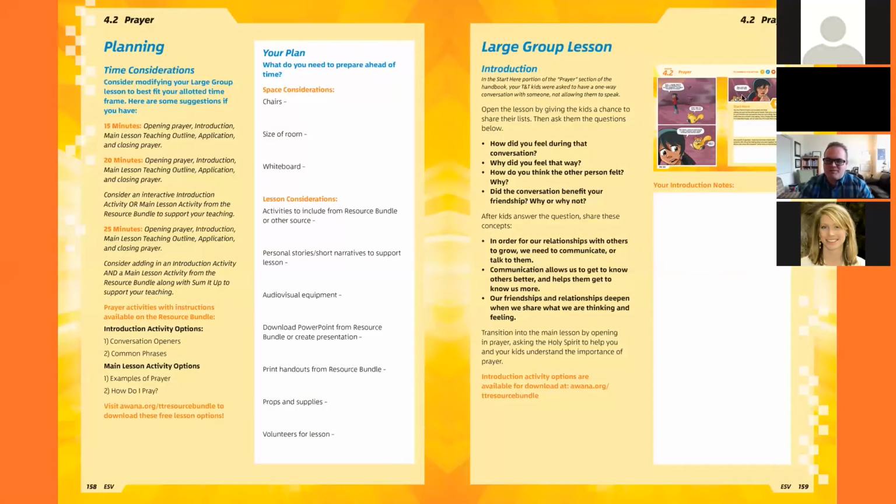We included a thumbnail from the kids' handbook simply because we can't always assume that whoever the large group teacher is that night is an active leader with the rest of these kids. So if you want to reference something, in this case the Start Here section of this particular lesson, this just gives you some visual orientation so that you can be on the same page with your kids. In this case, for the intro activity, it says that your TNT kids were asked to have a one-way conversation with someone, not allowing them to speak. And then we give you some ideas of how you can launch into this as the introduction.